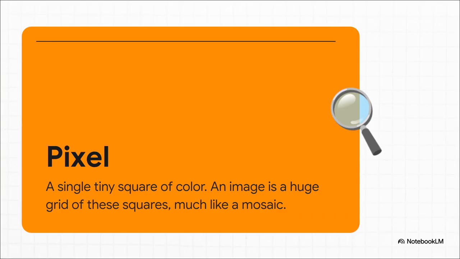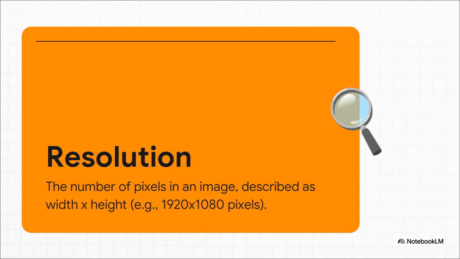Okay, first up, the pixel. The absolute best way to picture this is to think of your photo as a giant, beautiful mosaic. A pixel, that's just one of those tiny little colored tiles. The more tiles you have, the more detailed and crisp your final picture is going to look. Simple as that. And that leads us right into resolution.